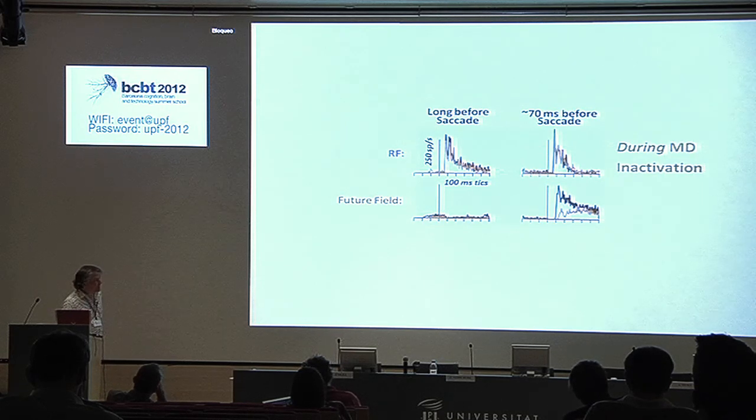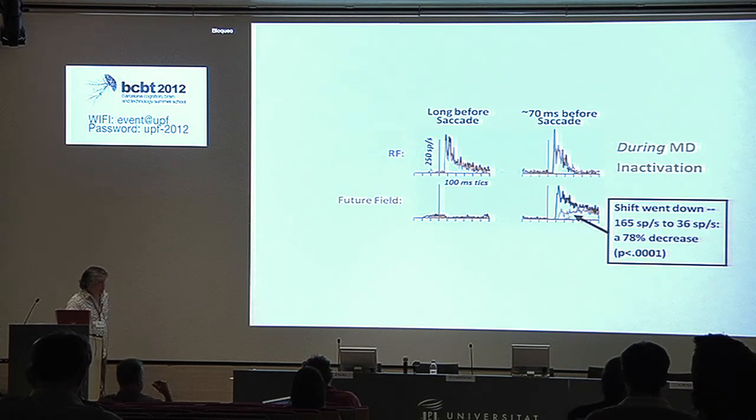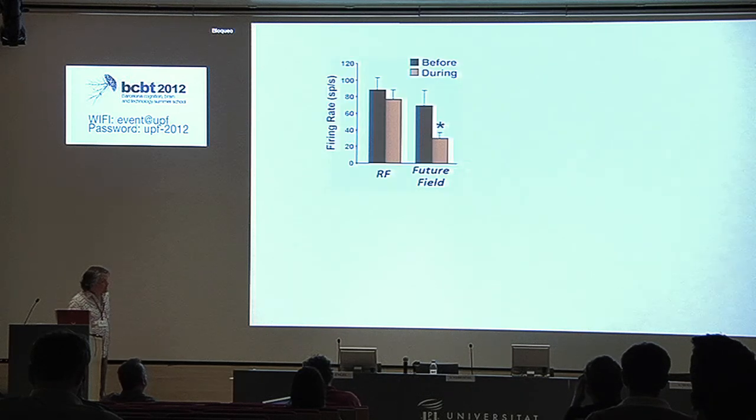For this particular neuron, the shift went down by about 78%. It was also a little bit delayed. And it didn't go away completely, though. We never saw a case where the shift went away completely. Over all of our neurons, we saw about the same effect.